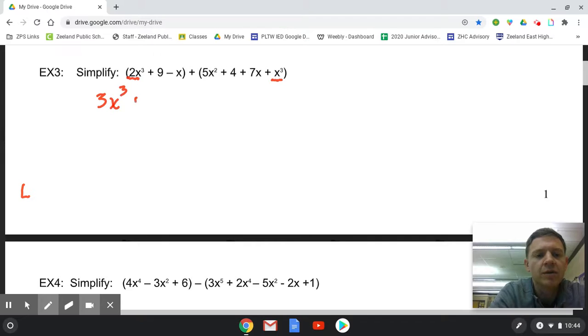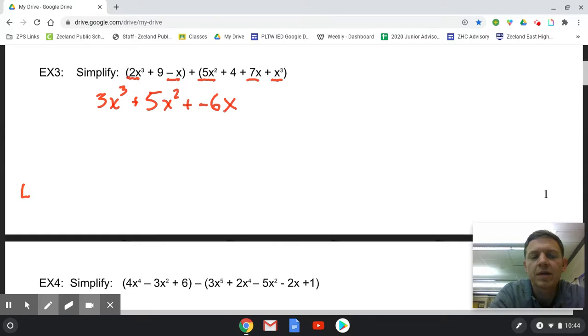Well, next we want to put the squared term together. I only see one squared term, so it becomes 5x squared. I can't add a squared and a regular x, and I can't add a squared and a cubed. I can only add squareds with other squareds. Next, I have x terms. So 7x, and then I see a negative 1x here. So 7x plus negative 1x would be negative 6x.